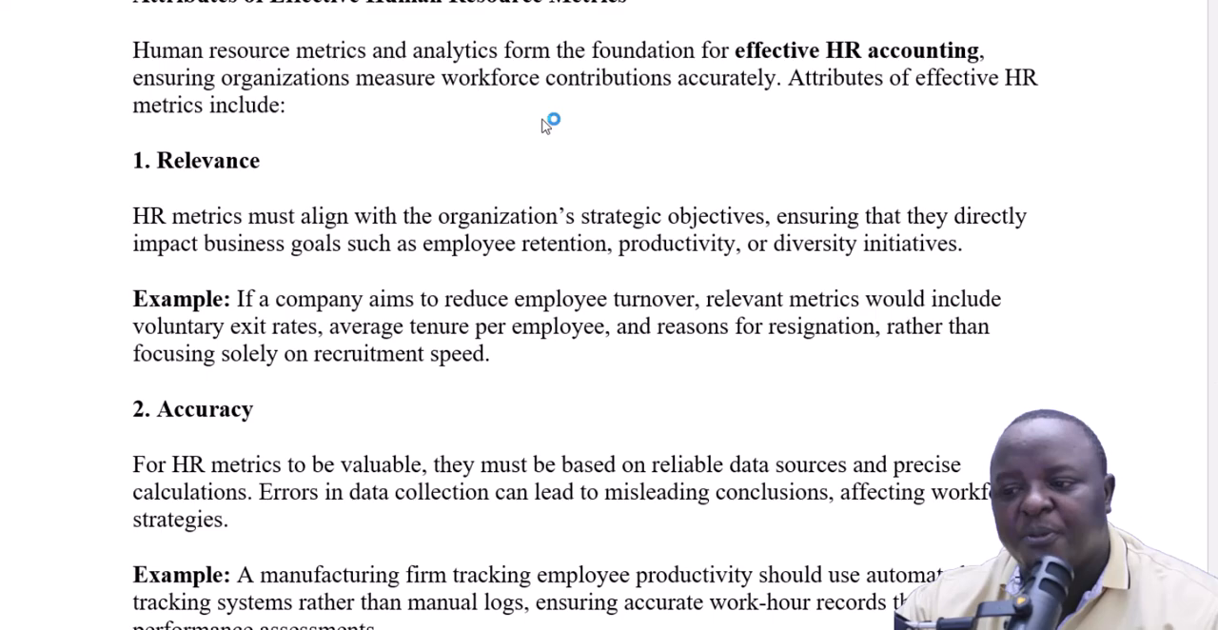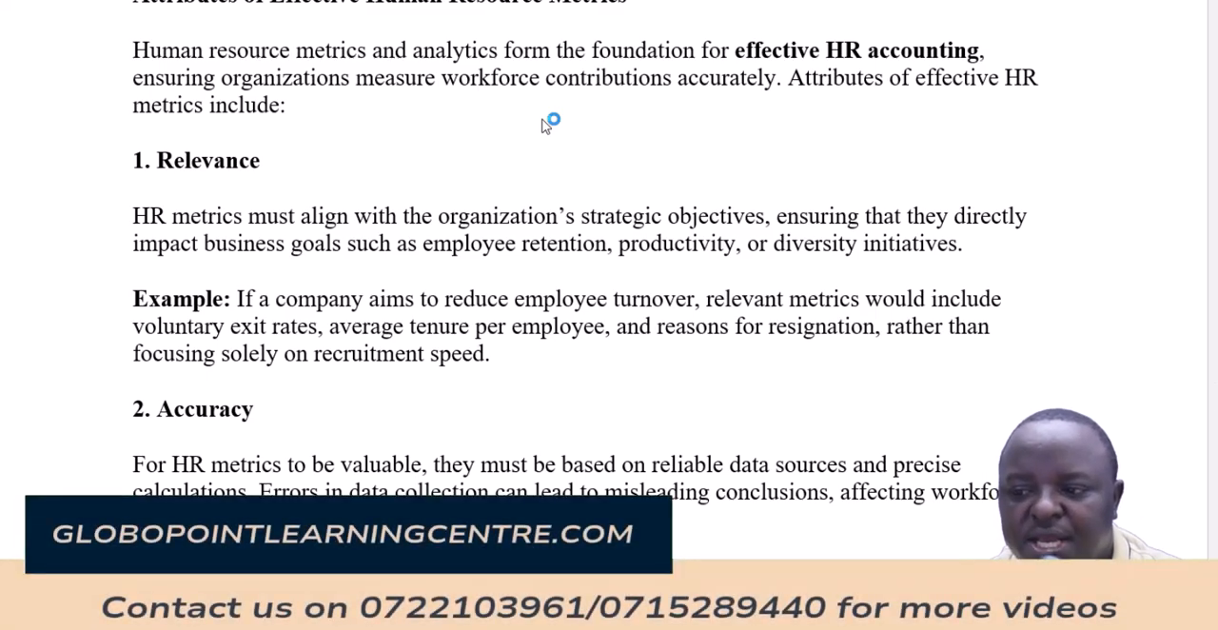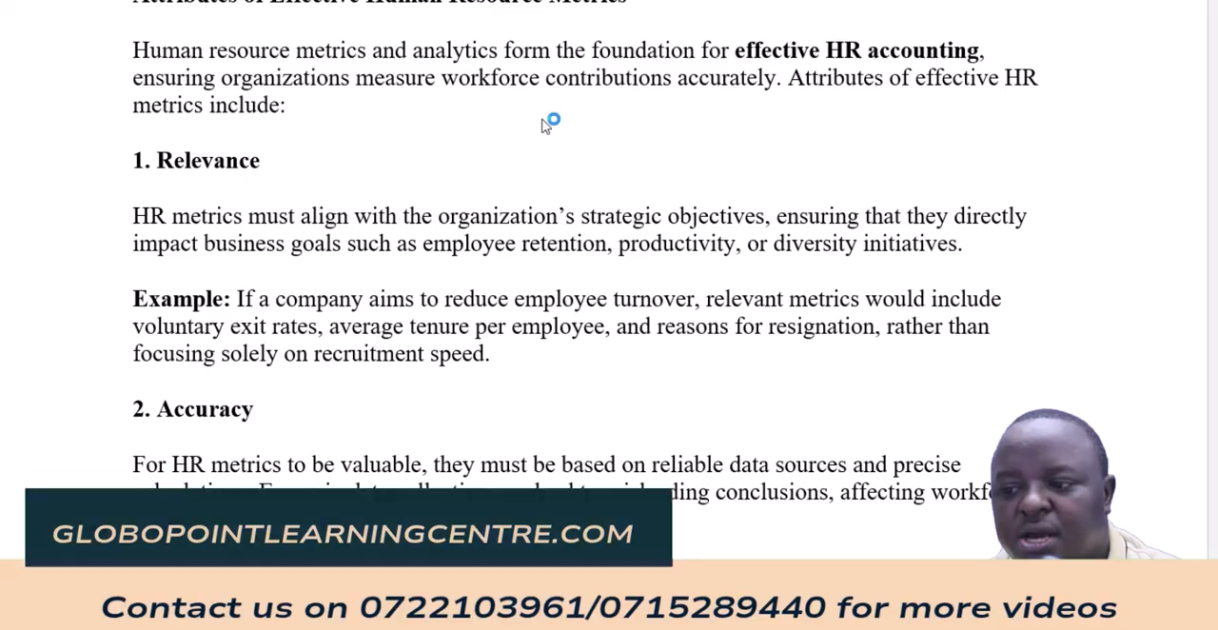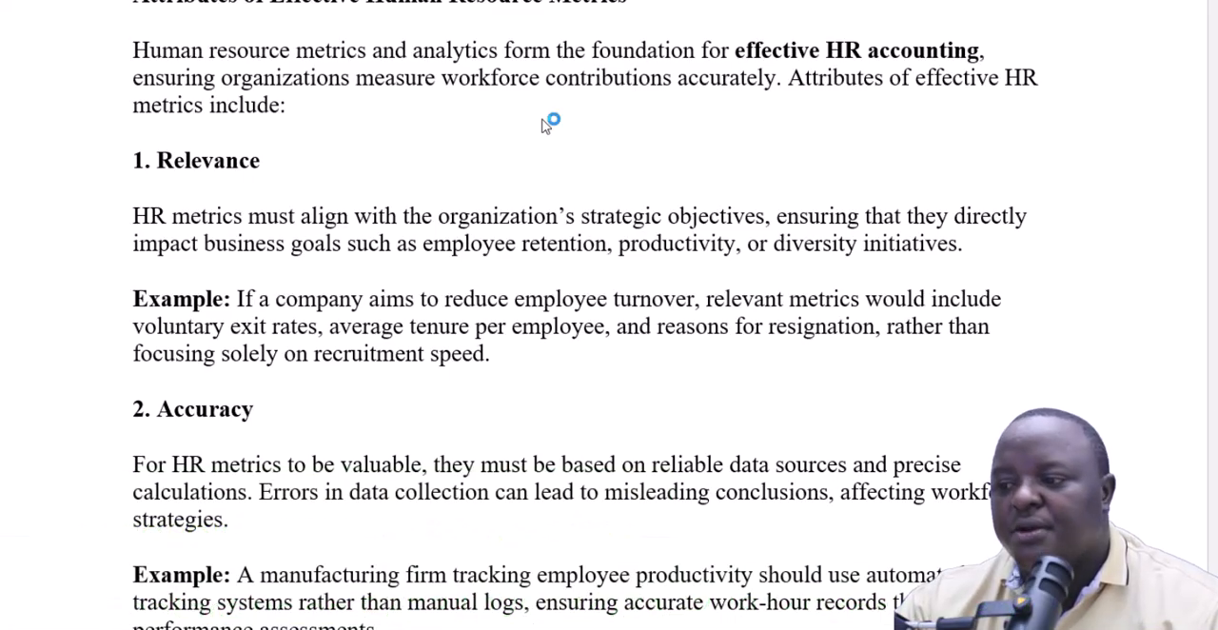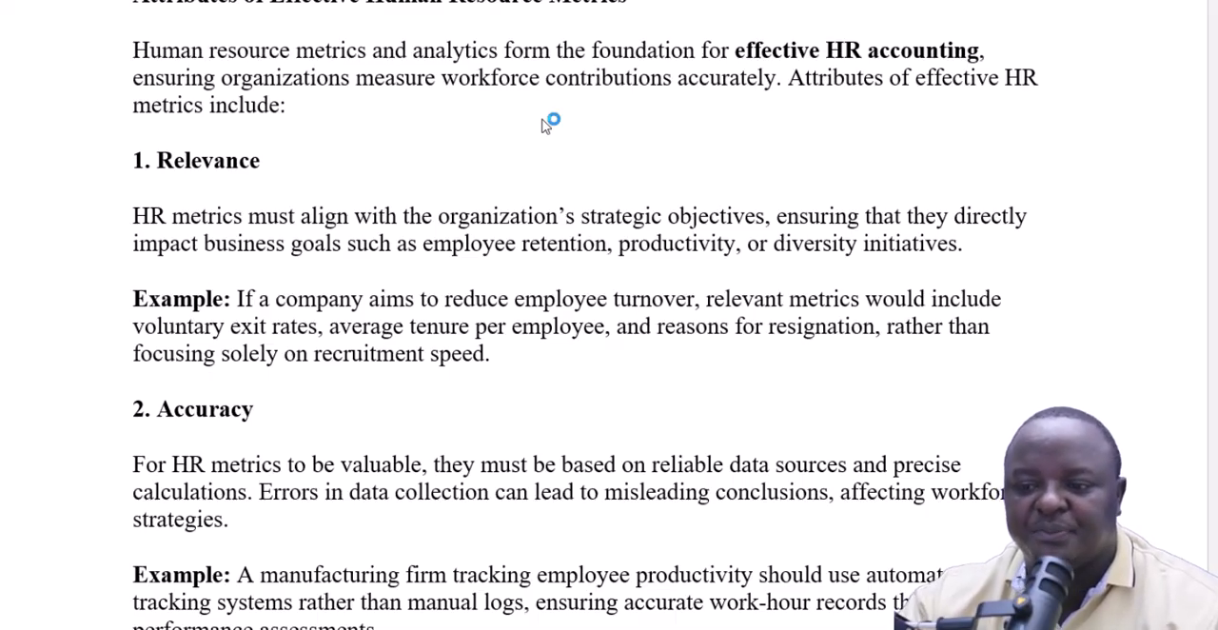For example, if a company aims to reduce employee turnover, relevant metrics will include voluntary exit rates, average tenure per employee, and reasons for resignation, rather than focusing solely on recruitment speed.